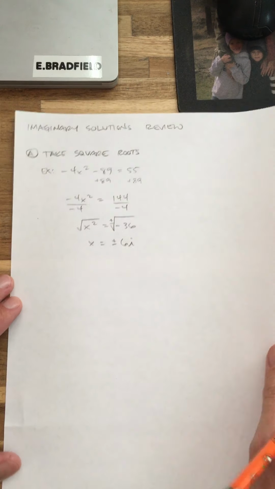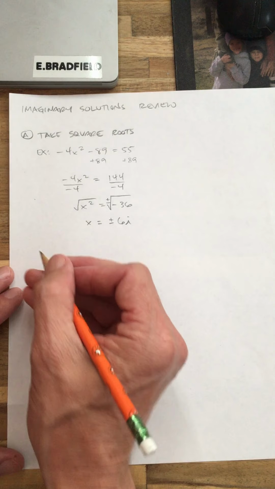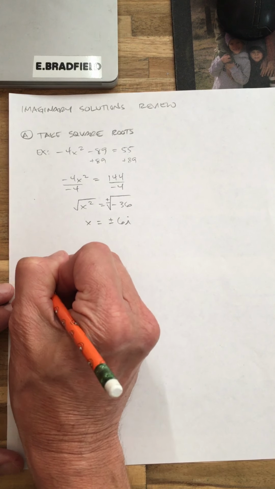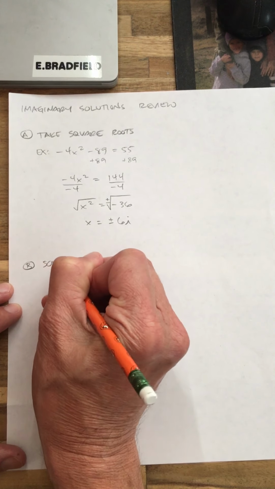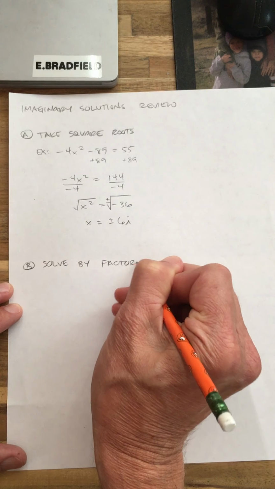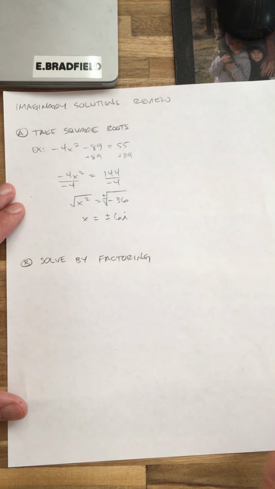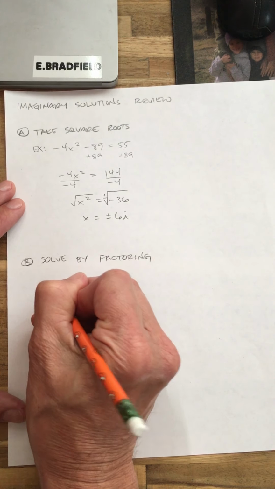That was what you did for homework last night. Hopefully that wasn't too big of a strain on your brain. Let's go back to part B, solve by factoring. Geez, okay, by factoring. This is probably going to disturb most of you guys. So let's do this. Here's my example.